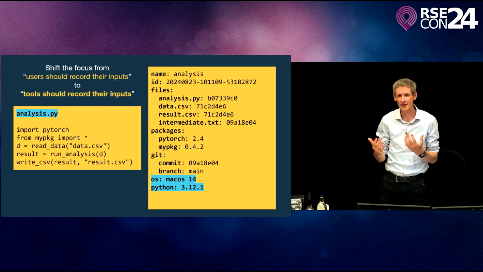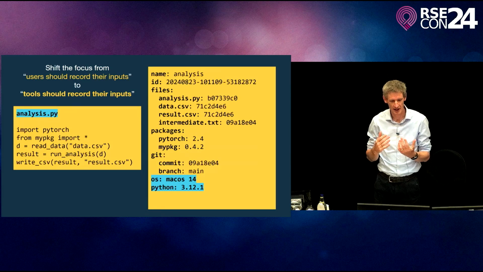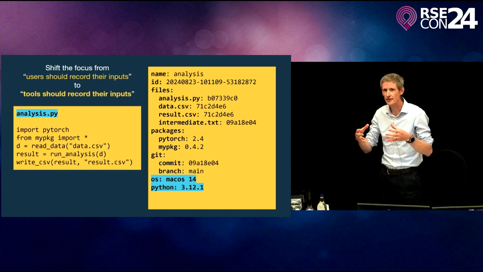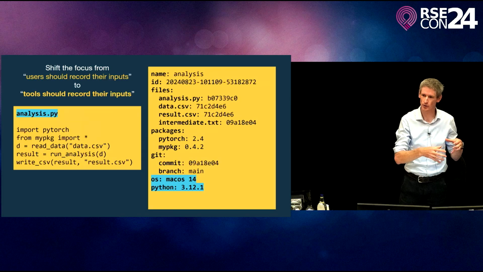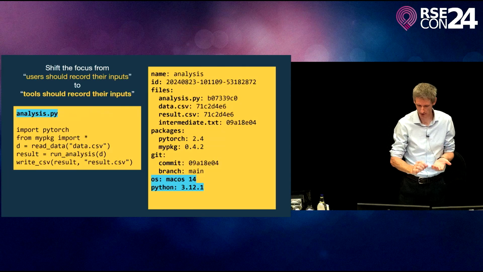So we've had a shift of focus that we've explored a bit, which is moving from users should record what their inputs are to the tools should record what the inputs are. And then that means you can leave the mental bandwidth of the users to record the stuff that really actually mattered. What do they think was different? And that might be different to things that you can just automate pulling out of a tool.